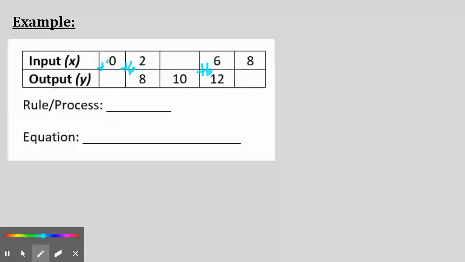So if I add, 0 plus 6 gives me 6. 8 plus 6 gives me 14. Now on this one, I'm going to have to work a little backwards. I'll have to subtract 10 minus 6, which gives me 4. So our rule is plus 6. And your equation should be y equals x plus 6.